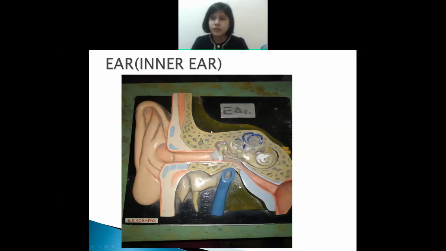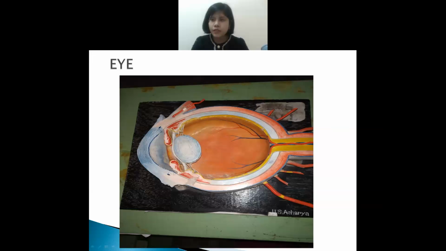And this is your ear. This is the inner ear. In the inner ear, you have three bones: the malleus, incus, and stapes. I will explain to you in the sensory system. For now, you just know that this is the inner ear. This is the eye. I will explain this eye also in the sensory system class. Is it clear?